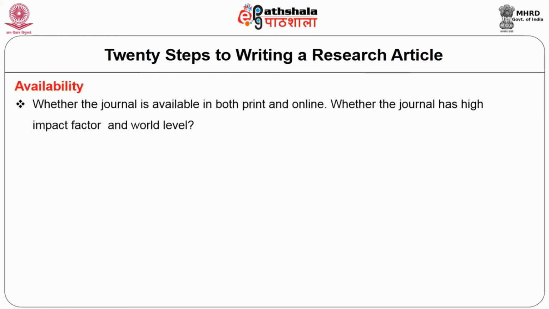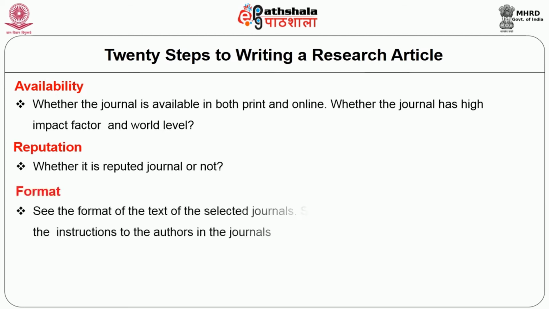Then availability. Whether the journal is available in both print and online. Whether the journal has a high impact factor and is world level. Reputation. Whether it is a reputed journal or not. Then format. See the format of the text of the selected journal. See the font size, font type and style. Refer to the instructions to the authors in the journal.